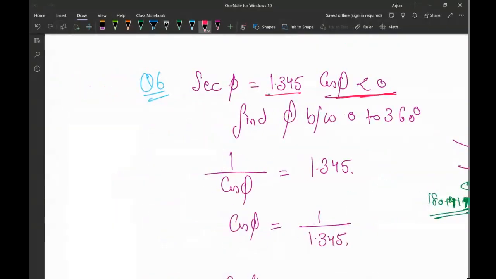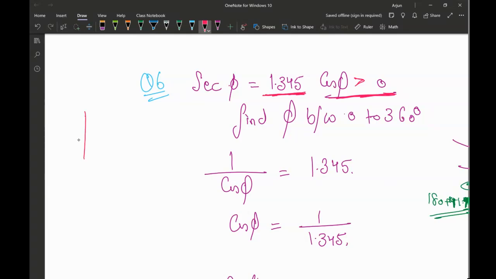The question given to me is: secant theta is 1.3345 and cos theta is less than 0. So what I'm going to do here is tweak this question, because this question is not exactly right. I'm going to mark this one as cos phi is greater than 0. That's what I'm going to mark this as.